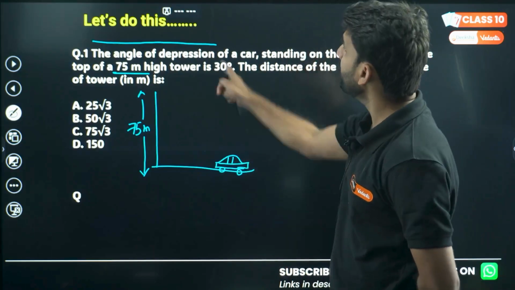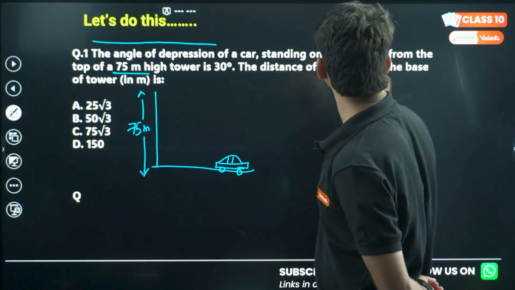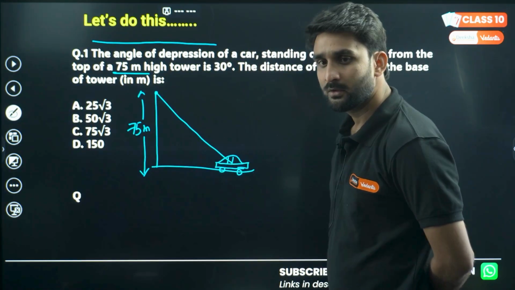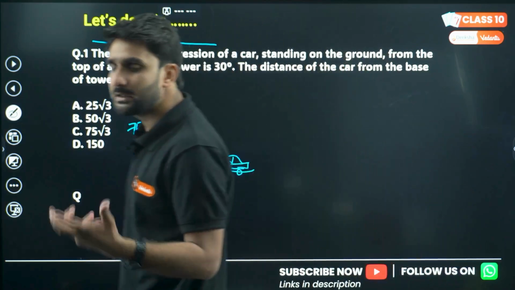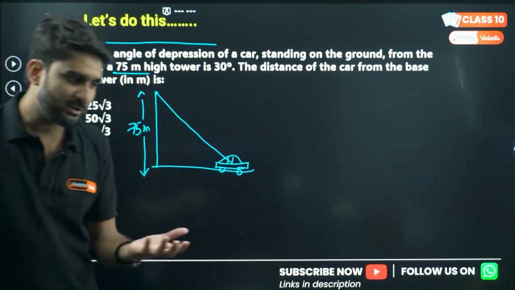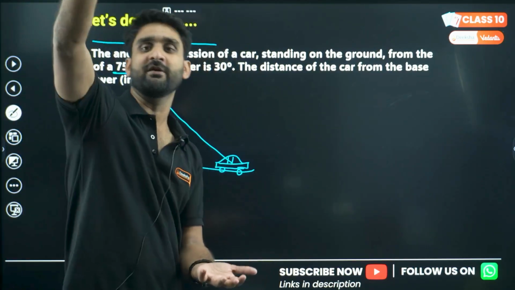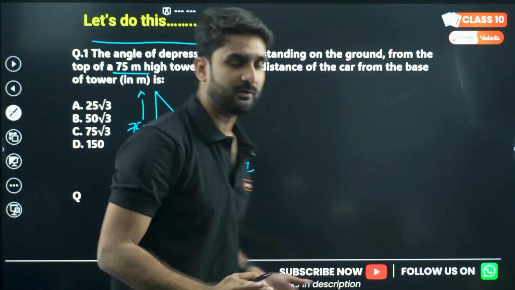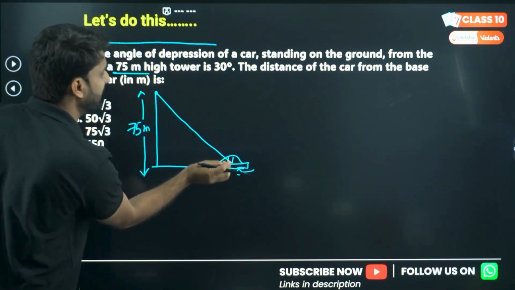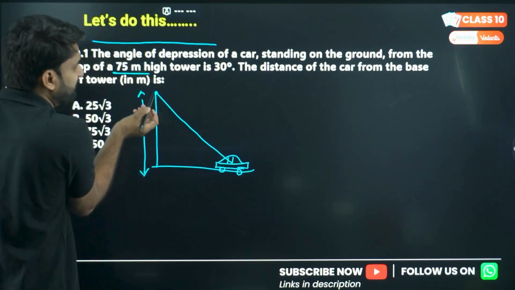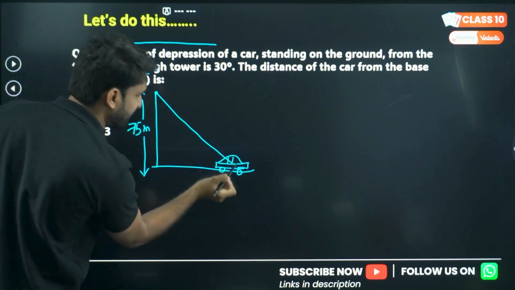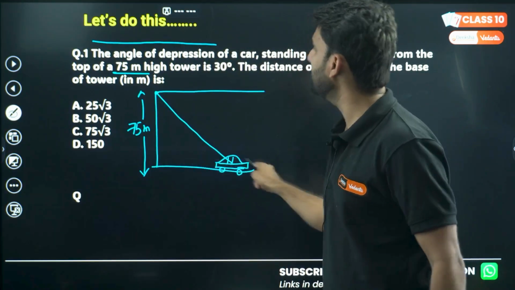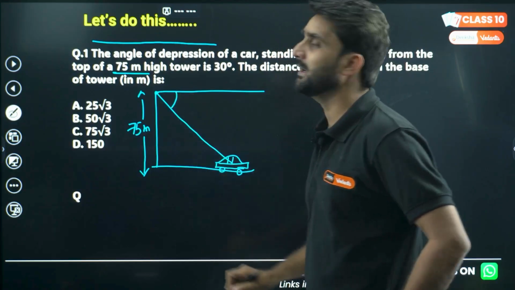And here is the angle of depression of the car from the top. This is the top and this is the car. Now my question to you all: where will the angle of depression be? Below the line of sight or above the line of sight? You all know the angle of depression is always above the line of sight. If this is the line of sight, because someone standing on top of the tower is observing the car here, I need to draw a line exactly parallel to the ground, and this will be the angle of depression, my dear lovely kids.